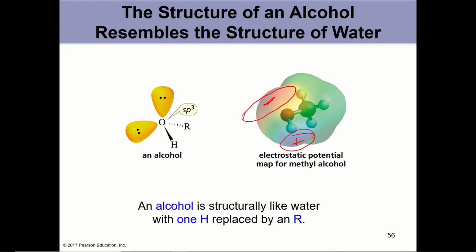Alcohols are structured similar to water. If the R group, which represents the carbons bonded to the alcohol, were a hydrogen, we would be looking at a water molecule right now. And so essentially, alcohol has a structure like water. It has a bent geometry about the oxygen, which has 2 bonding domains and 2 non-bonding electron domains.